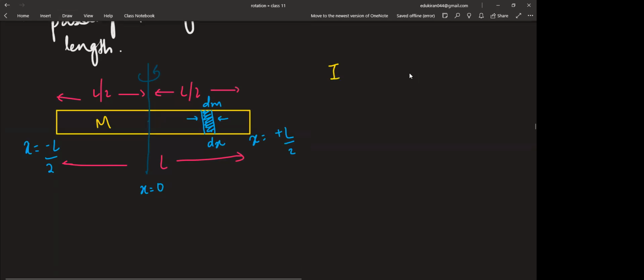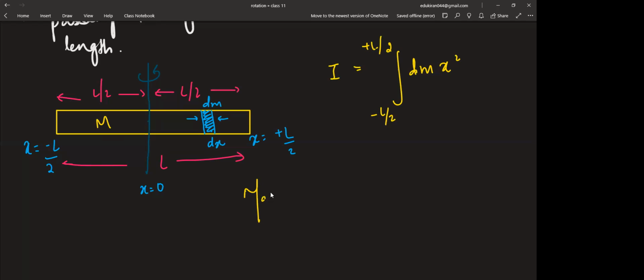I is equal to dm x square, because we have taken x. So dm x square, what the total length we have just taken, we are going to replace it. And we have to integrate it from one edge to the other edge. We have to expand it on both the sides. So it will be minus L by 2 to plus L by 2.